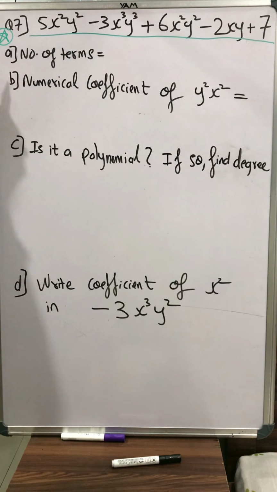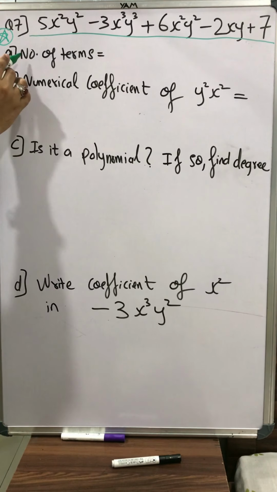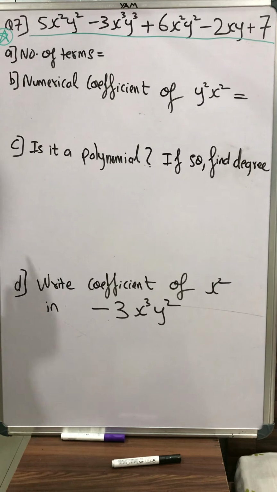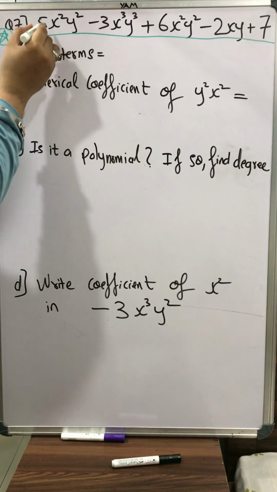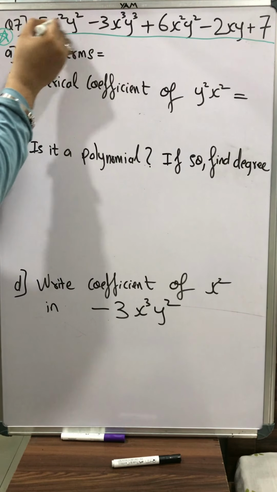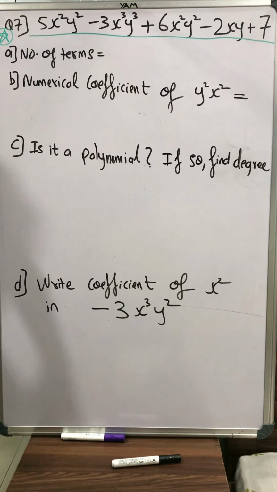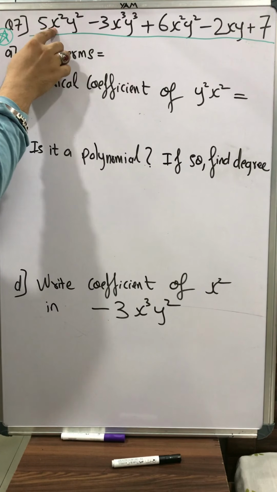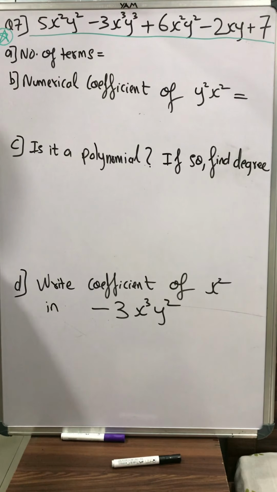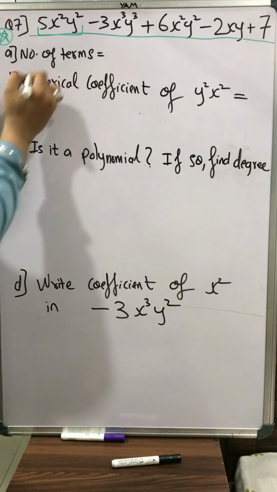The first sub question, A, is find the number of terms. It's very simple. Once again I repeat, 5 is multiplied with x square and x square is multiplied with y square. So when nothing is mentioned, that means it's multiplication, and multiplication and division does not make a term. So you will not say 5 is the first term, x is the second term, this is the third term. No, this complete is one term.